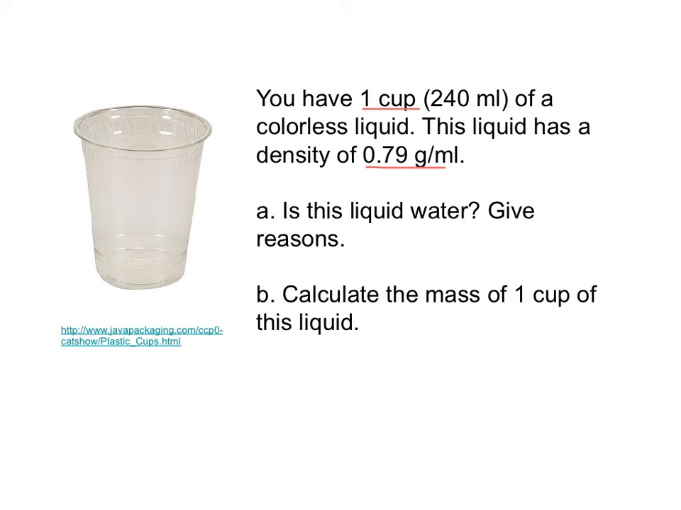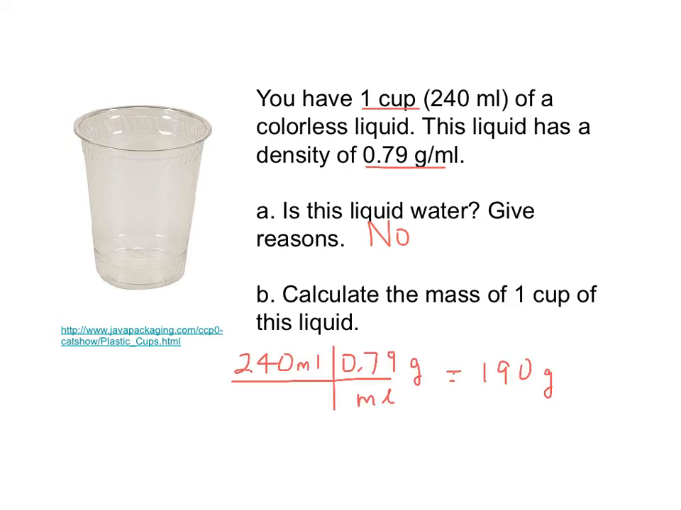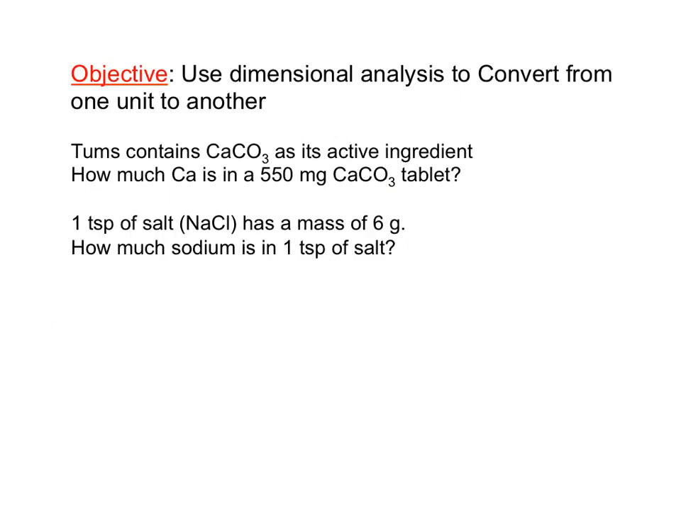And the answer to A is no, because water has a density of 1 gram per milliliter, which does not match the density of the liquid, 0.79 grams per mL. For part B, note that density is the conversion factor, and using dimensional analysis, milliliters cancels out, leaving us with grams. Let's practice a few more conversions using dimensional analysis.